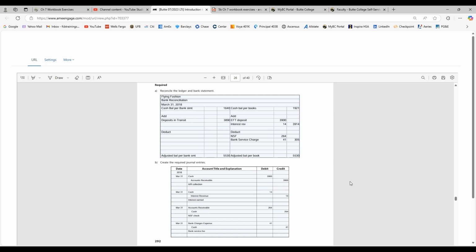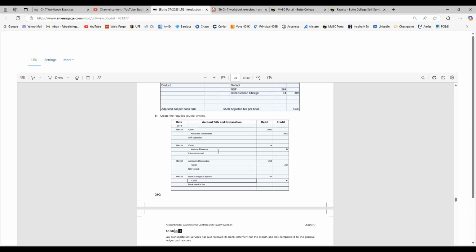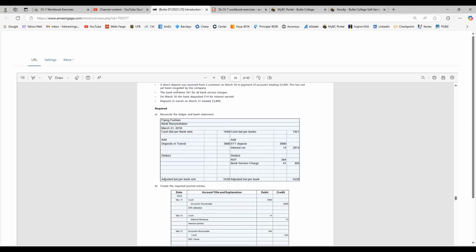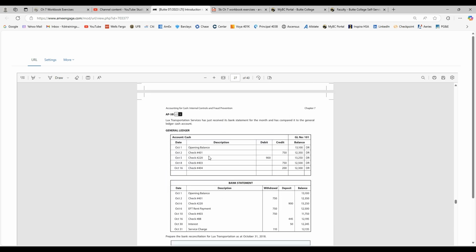And then we've got one more problem in this workbook exercise group, and it's a bank reconciliation problem, but it's a little more involved. Instead of just telling you about the reconciling items like they do in these, we need to analyze the bank statement and the ledger to figure out what those reconciling items are. So I will see you in that video. All right, thanks everybody.